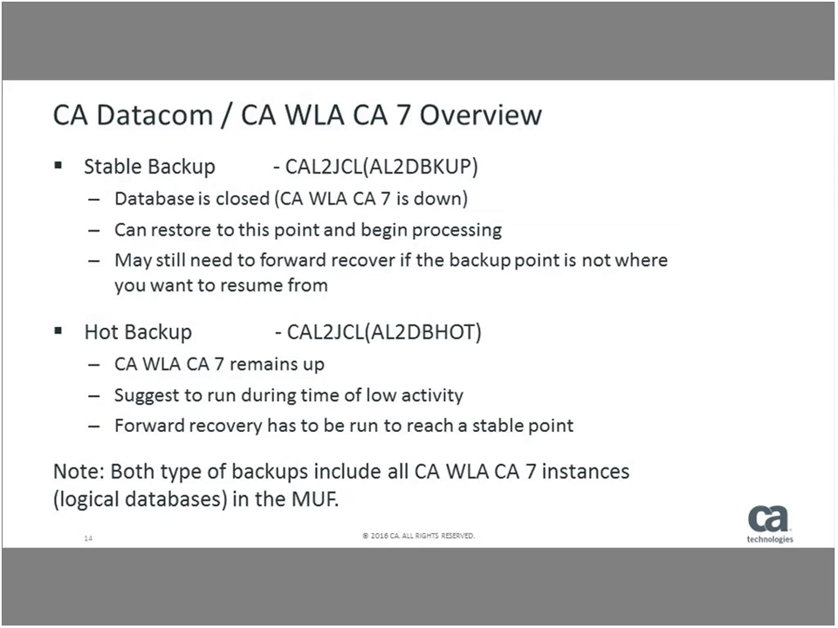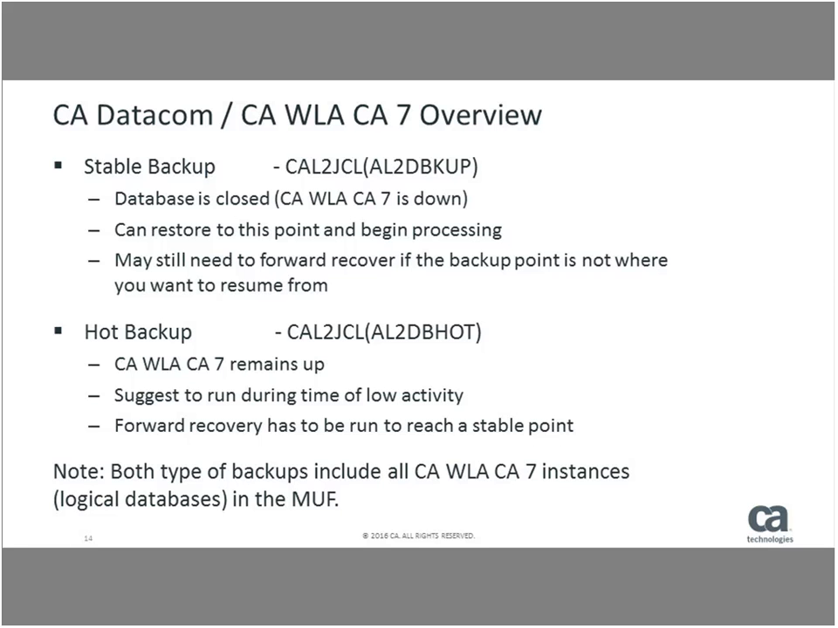Backups, and again, one of the good reasons why CA7 decided to go to Datacom is for backup purposes, where you can do your hot backups while CA7 is up and running. A stable backup, which we do recommend that you do occasionally, means the database has to be closed, CA7 has to be down. This means there's no activity going on, and at this point you can do a restore of that database and begin processing. Not a problem with that because everything is down.